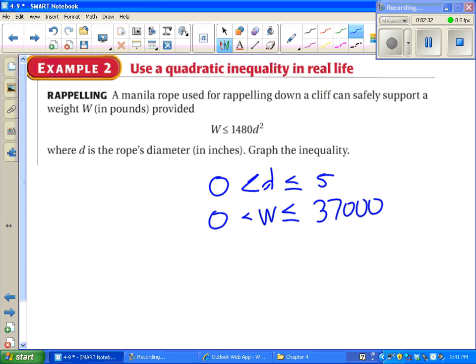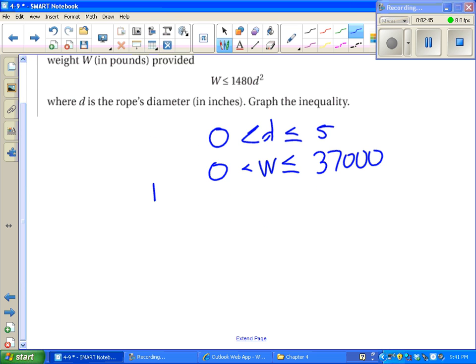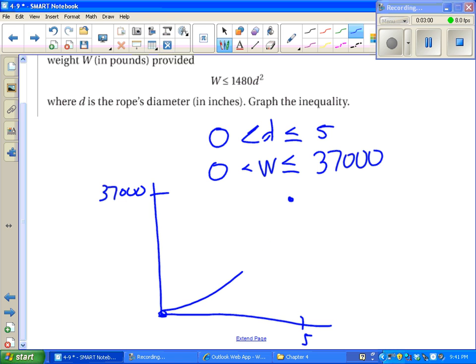You don't lift negative pounds. I chose 5 arbitrarily, no particular reason. Once I chose that 5 though, you should be able to come up with the 37,000 by going 5 squared times 1480. Then we can draw our graph. We know it's a parabola. We know it's all in quadrant 1. You could plot a couple more points to be more accurate if you want, but it's not really necessary.